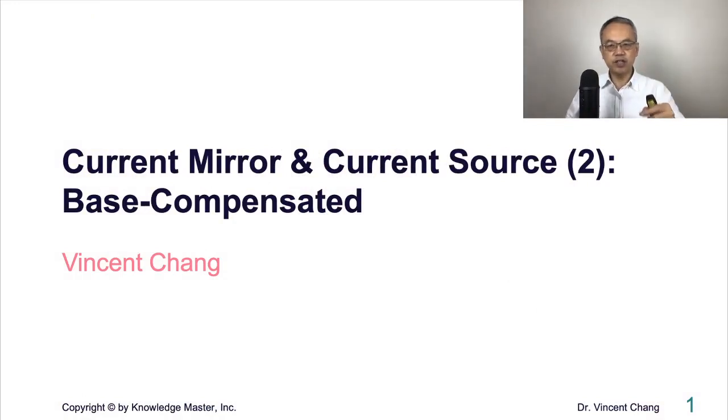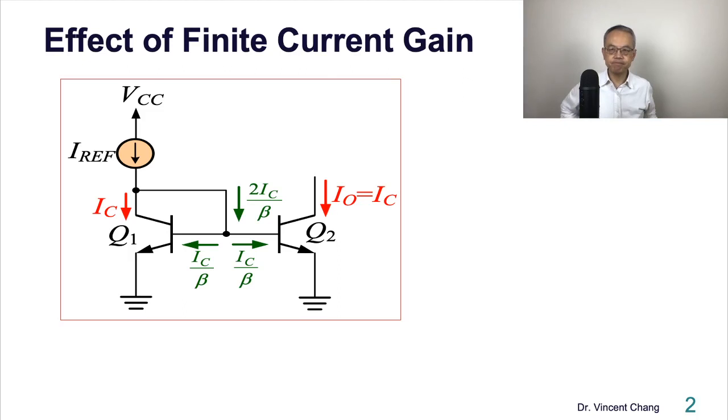We're going to continue our learning on the subject of analog integrated circuit bias and focusing on understanding the foundation of the current mirror and the current source, part 2, base-compensated. Let's start with our conclusion from part 1.